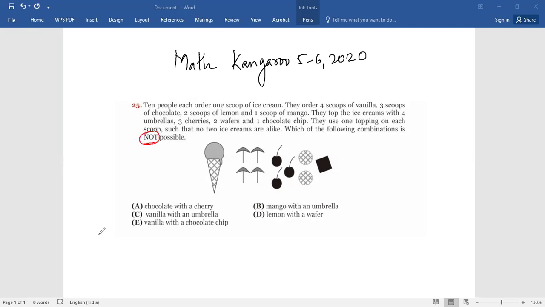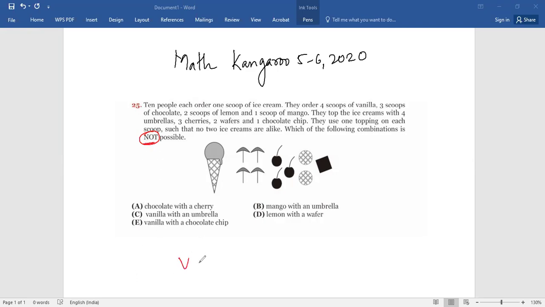Whenever we are doing these questions, please read whether the question is asking for what is possible or what is not possible. A lot of times when you're doing it under exam pressure, a lot of kids just read it as possible and they get the first combination and they move on. So that's not how it has to be done. So we are looking for the combination which is not possible.